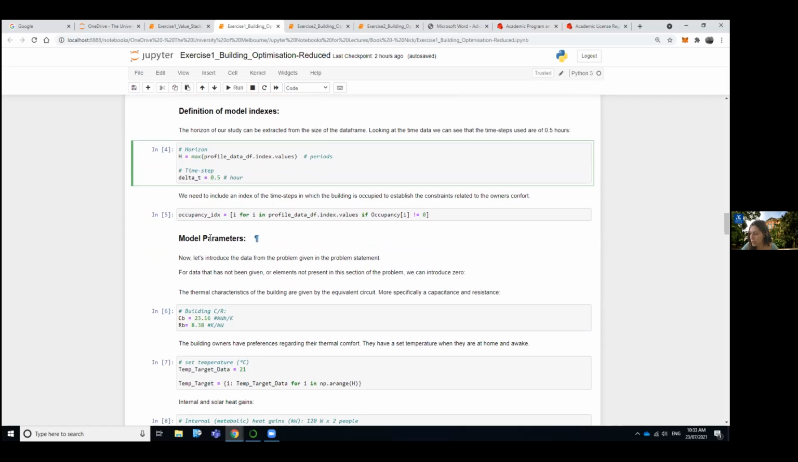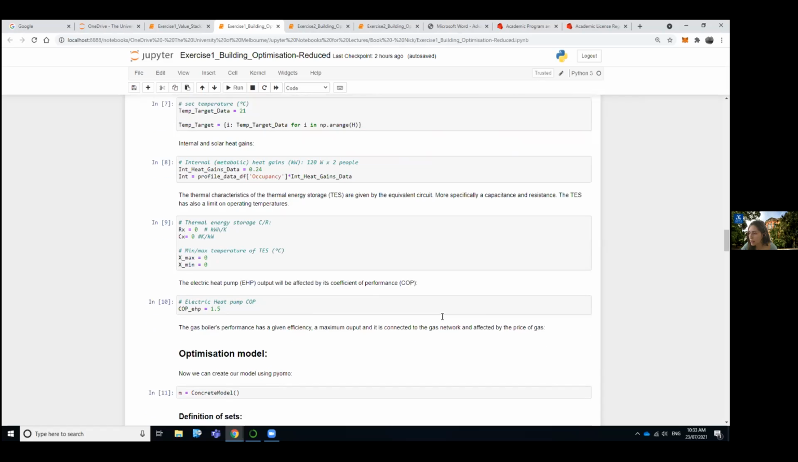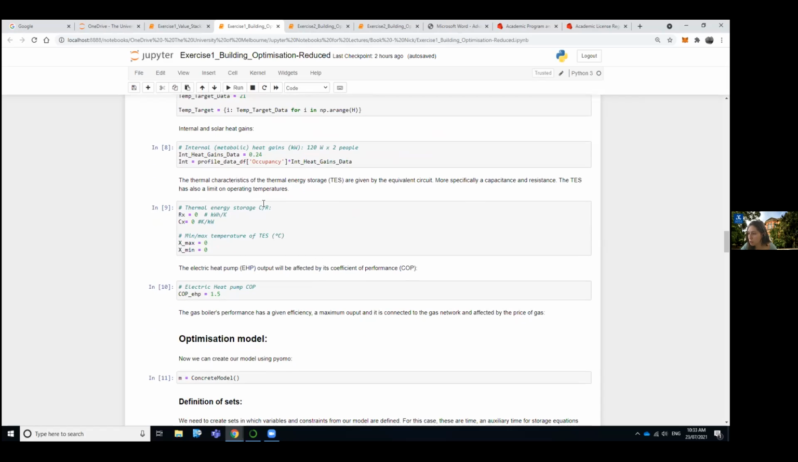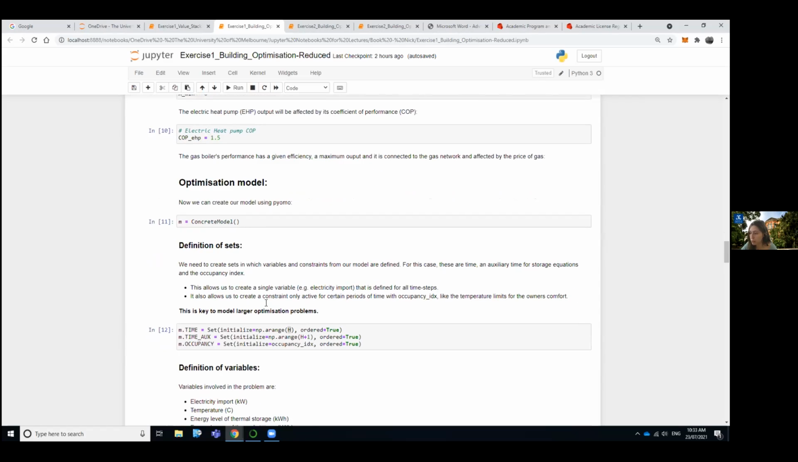We're also saving here, in the second part of data input, the model parameters provided by the statement. And you have a brief explanation of each of them. And because we don't have a thermal energy storage, we put everything to 0. So now that we have all the input data, we can start building our optimization model in Pyomo.